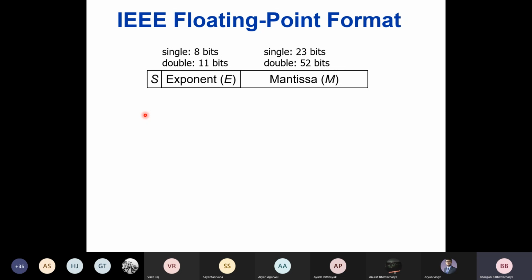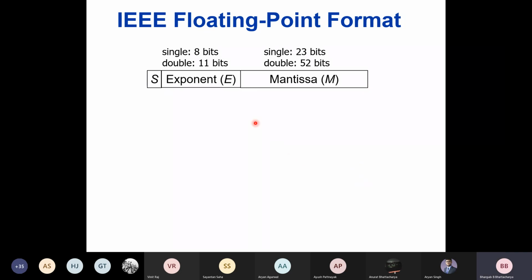And in the case of double precision, we have this distribution. The total length is 64. So the sign bit is 1, the exponent is 11 bits, and the mantissa uses 52 bits. So the total bit sum of this number is 64 here. Here 23 plus 8 plus 1 is 32.